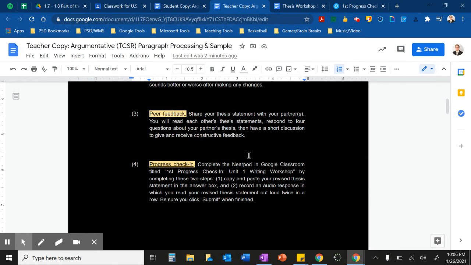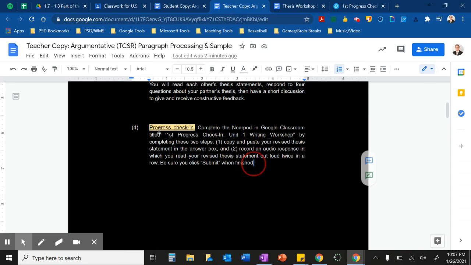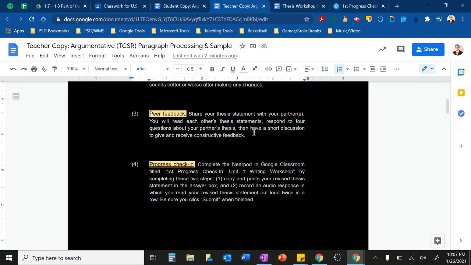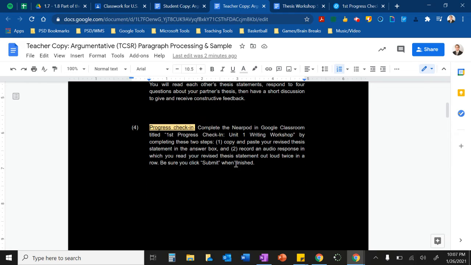When we're done with our peer feedback, the last step in this first part of our paragraph right here is the progress check-in. Okay, the progress check-in will look like this. It's pretty quick. There's a Nearpod lesson in Google Classroom titled First Progress Check-in Unit 1 Writing Workshop. Long title, short Nearpod lesson. By completing 2 steps only, you'll copy and paste your revised thesis statement. So after you've done peer feedback, you'll think about what your peers said to you, then potentially change your thesis statement a little bit based on the feedback that you receive. You'll copy and paste that into the answer box in the Nearpod lesson, and then record an audio response in which you read your revised thesis statement out loud twice in a row, and then click submit.